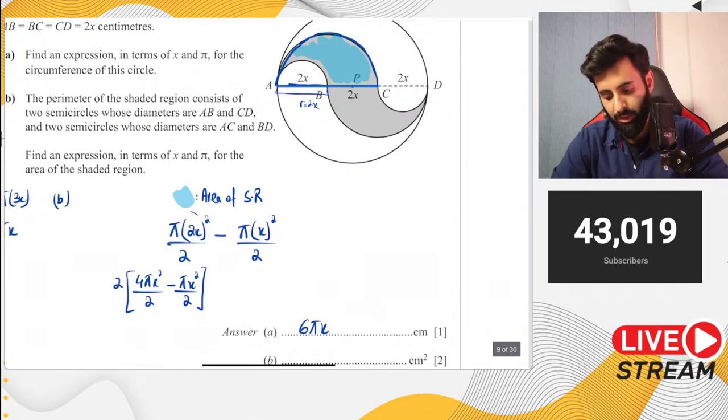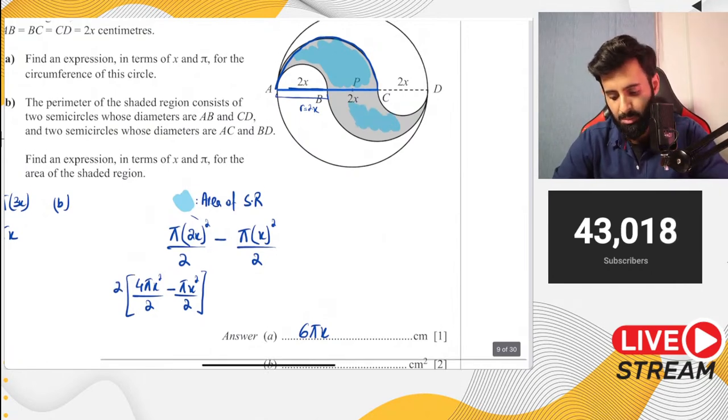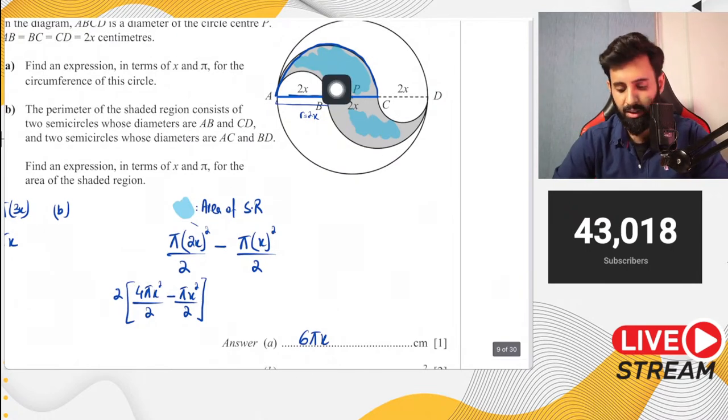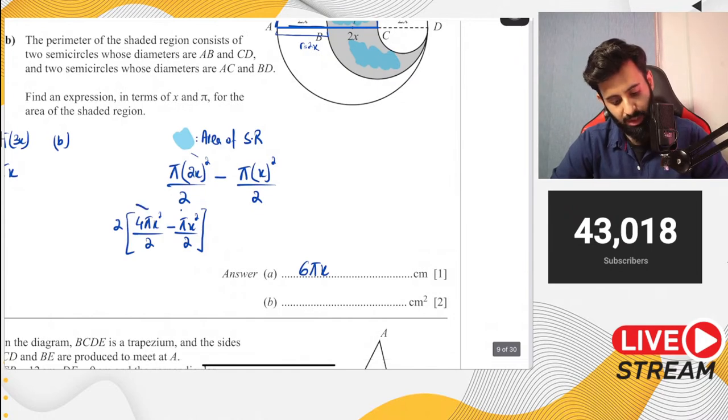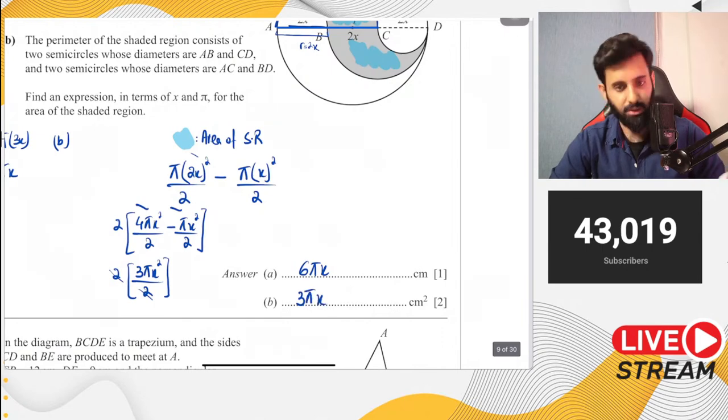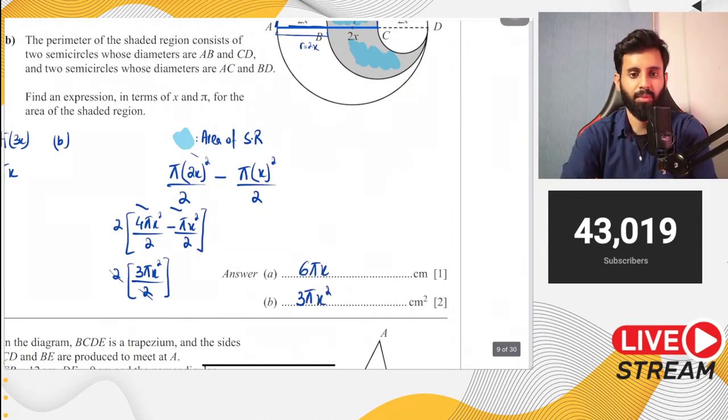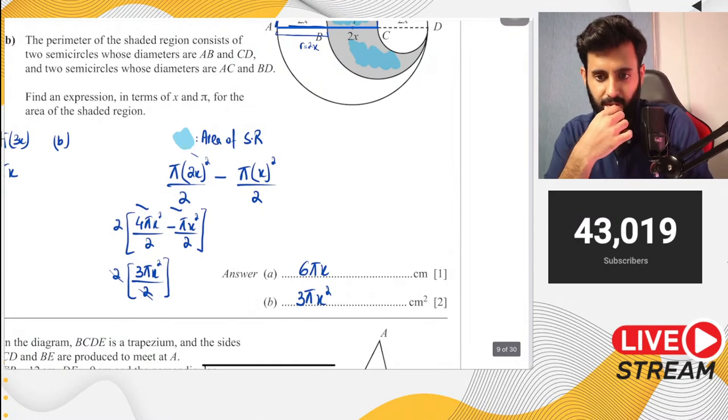Okay, why multiply by 2? Because we have exactly the same on the other side as well. So instead of finding this one first, then that one, and then adding both, let's just find 1 and times it by 2. So 4 pi x square minus pi x square is equal to 3 pi x square divided by 2, and then we're going to multiply it by 2. So this 2 and this 2 get cancelled out, and now you have 3 pi x square as your final answer. So there you go, that's your answer.